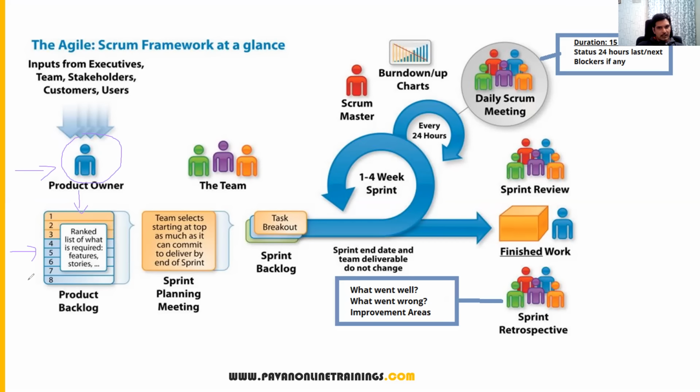Then once the product backlog is ready, the sprint planning meeting will happen. This is the first meeting, the sprint planning meeting. During this meeting, everybody in the team will be involved. In the sprint planning meeting, they will review all the stories in the product backlog, and they will pick some stories for that particular sprint. After the sprint planning meeting, there will be another backlog called the sprint backlog.